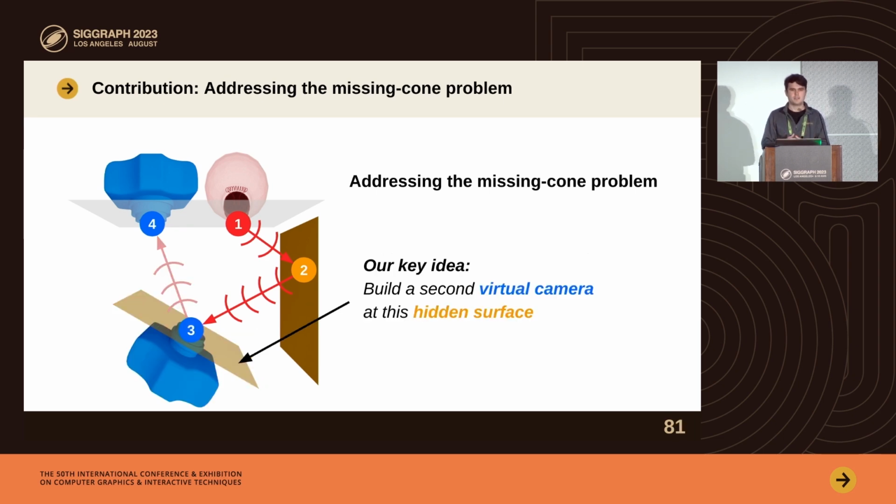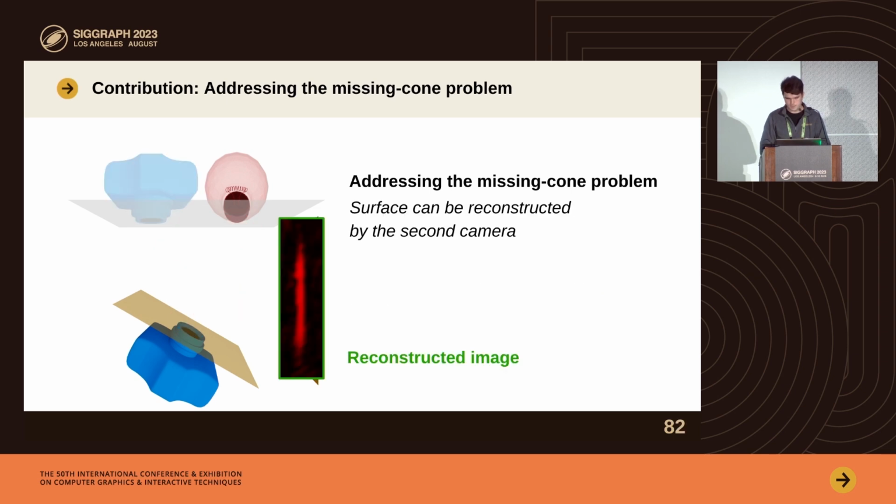So how can we use this fourth bounce illumination in order to image this surface? Our key idea is that we build a second virtual camera located at this hidden surface instead of at the relay wall. And this camera is able to use this third bounce illumination in order to construct an image using the same principles as I explained before. You can find more details in our paper, or you can ask us later. But as you can see here, this second virtual camera is able to obtain a good image of an object that previously was affected by the missing cone.